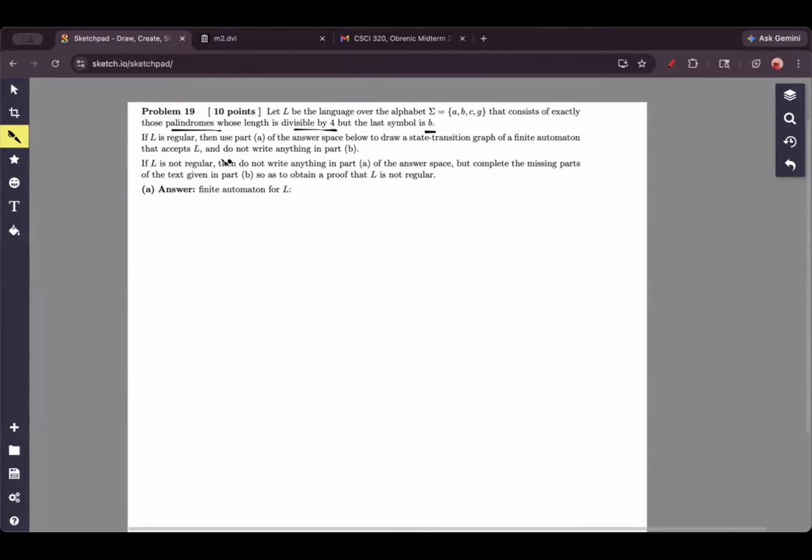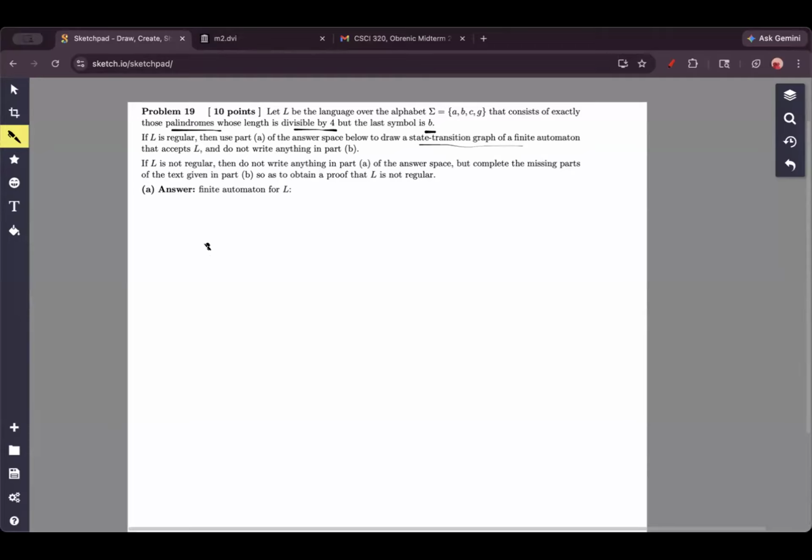If L is regular, then use part A of the answer to draw a state transition graph. They're not asking for regex, they're asking for a finite automaton that accepts L, and do not write anything in part B. If L is not regular, then do not write anything in part A, but complete the missing part. So they gave you part A or B, and if it's pumping lemma, then you do part B.